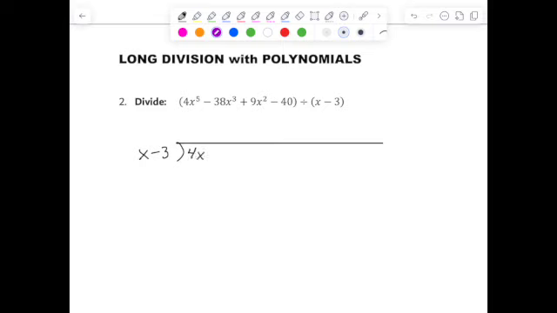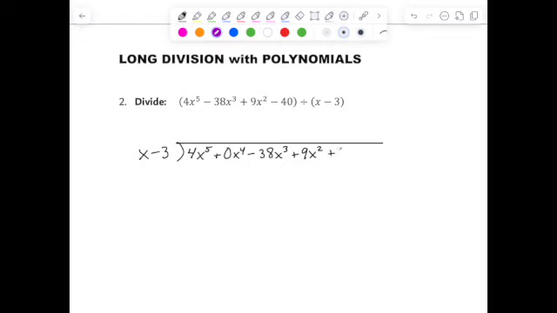So 4x to the 5th is what I'm dividing into, my dividend, and there's no x to the 4th. So I'm actually going to put 0x to the 4th, and it just helps line up your terms as you're going through this process. Minus 38x cubed plus 9x squared. And if you'll notice, then the dividend goes to negative 40, so it goes from x squared to constant.